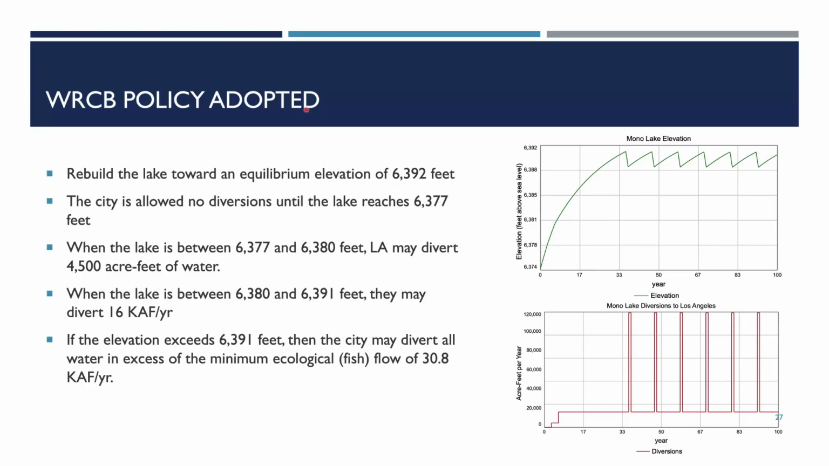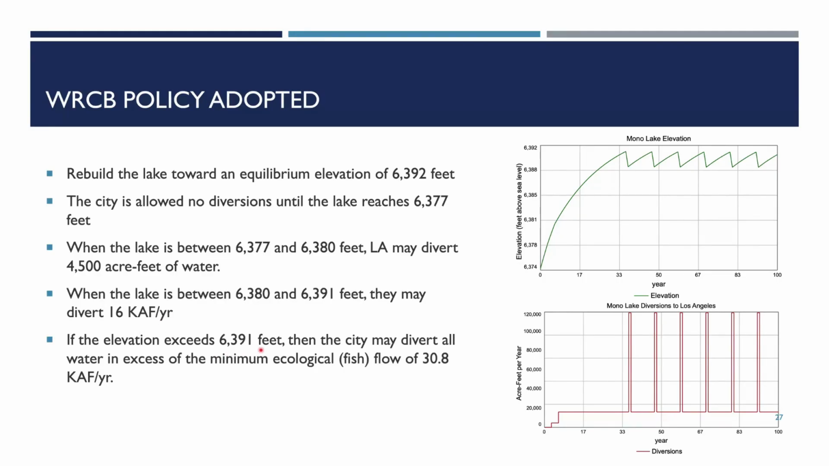And if the elevation exceeds 6391, then the city may take, and this is like a real kicker, that you can just see the political compromise here, all water in excess of the minimum ecological fish flow of 30.8. So that's going to be, on average, about 120,000. So even more than they were taking before. And if we've been watching the previous models that have these hard lines, we know what's going to happen, right? We're going to come up and then knock it down and up and knock it down and so forth. And they're going to go along with their 16,000 acre feet. And every several years, they're going to get a big bump, and then they'll be back at their 16,000 acre feet, and so forth.